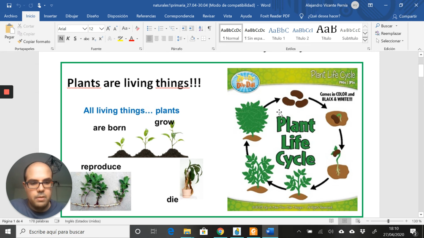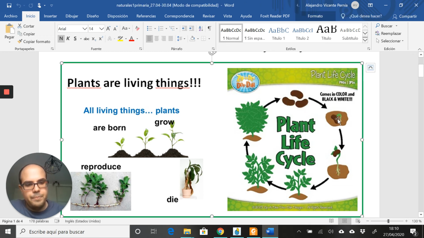Here we can have the plant life cycle. Plants, when they are seeds, okay, then they start to grow. Do you see how it grows little by little? Okay, the roots, the leaves, the stem, they grow, they get bigger and bigger, and they reproduce. With the seeds, we can have another plant, and at the end, they die.